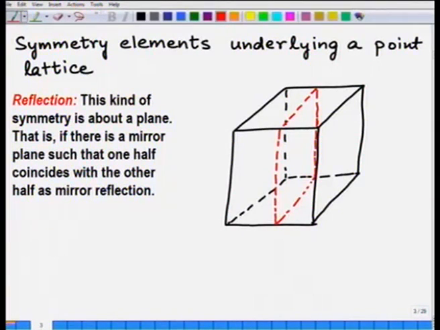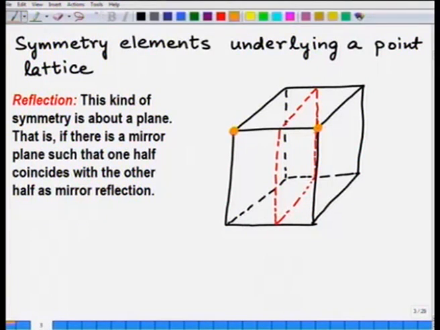Imagine this plane. About this plane, you can see that if you reflect this point, there is a lattice point. This kind of symmetry is about a plane. That is, there is a mirror plane. I have drawn a red mirror plane such that one half coincides with the other half as a mirror reflection.